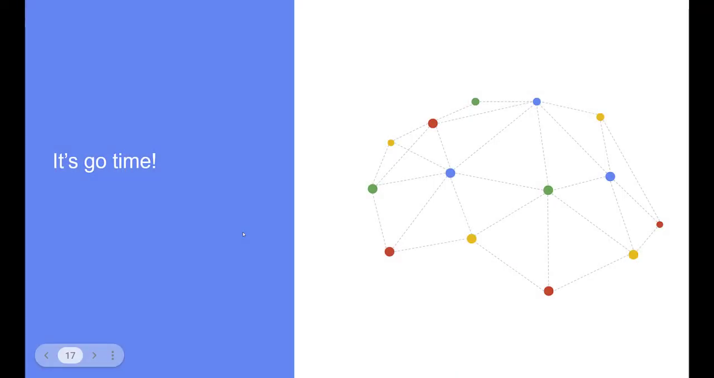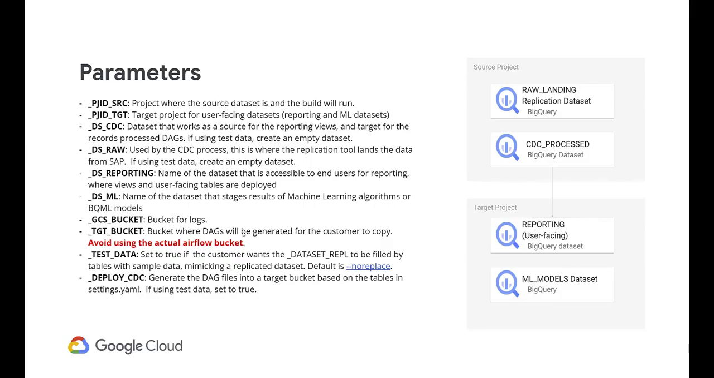With all the permissions in place, let's gather the parameters and start the deployment. These are the parameters we've been gathering since the beginning of the video, but let's refresh them all together. First, the source project where the data is replicated and CDC processing happens. The target project where the user-facing datasets will be. In my example, I will use the same project for both as this separation is entirely optional.